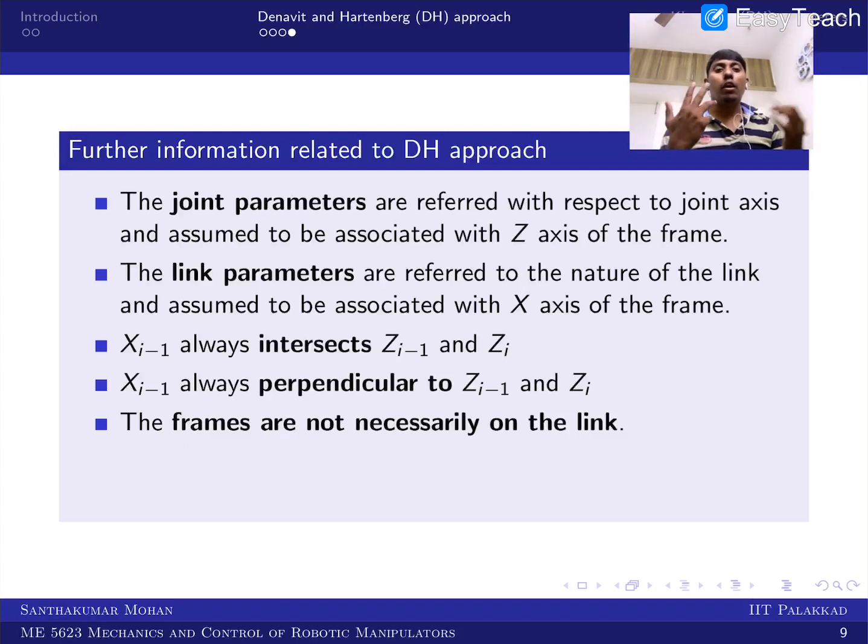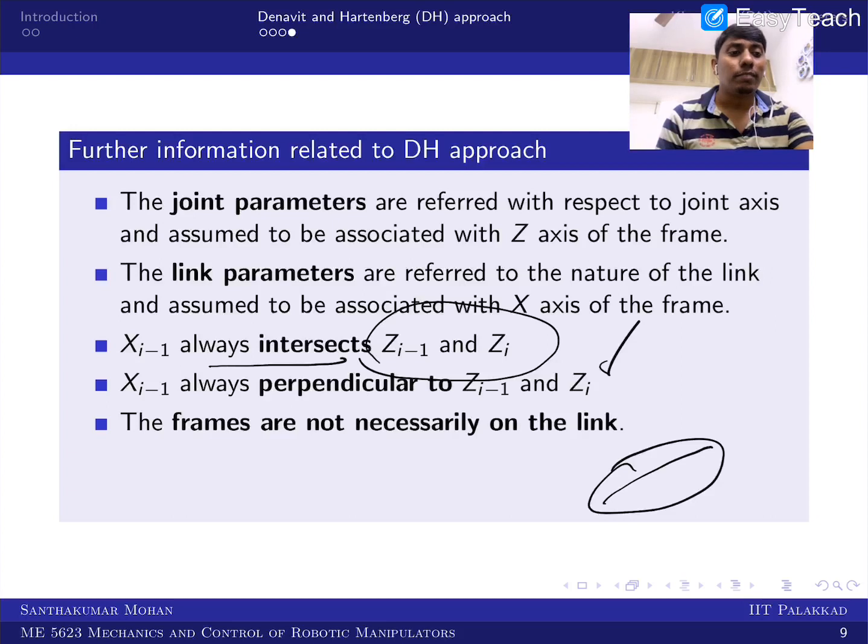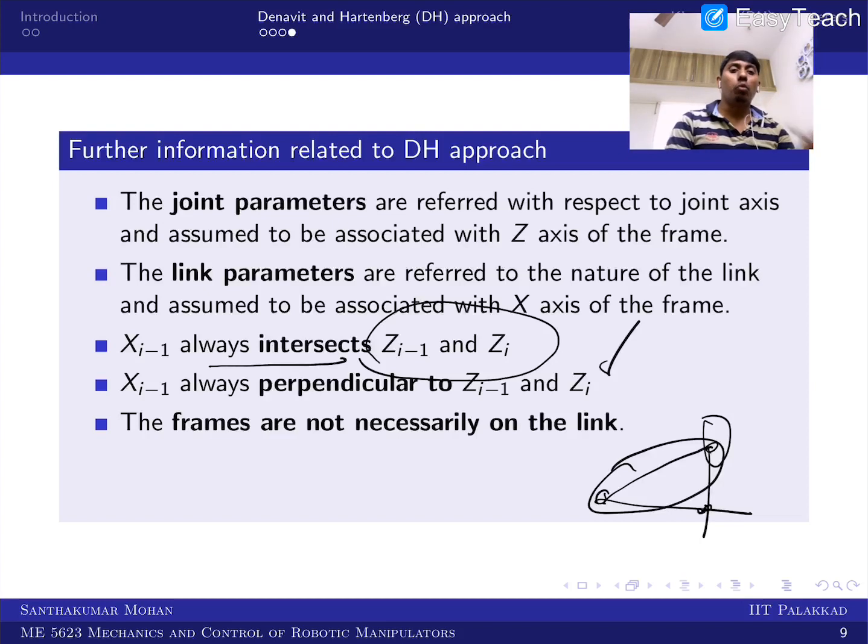So now the xi is always supposed to intersect. Then you can take zi and z(i-1), and where they intersect, that point you can take as the frame, and you can see how the axis goes. Then you can say that is the x(i-1) frame. So in the sense, the perpendicularity. The second thing is the frame is not necessarily supposed to be on the link. For example, I have a link like this, and there is a joint which is going here and here. So what I can see is that the common normal can go here, right? So I can even fix my frame here. That is the idea here.